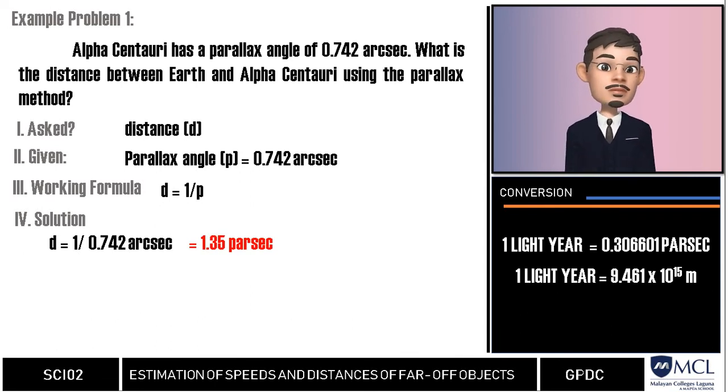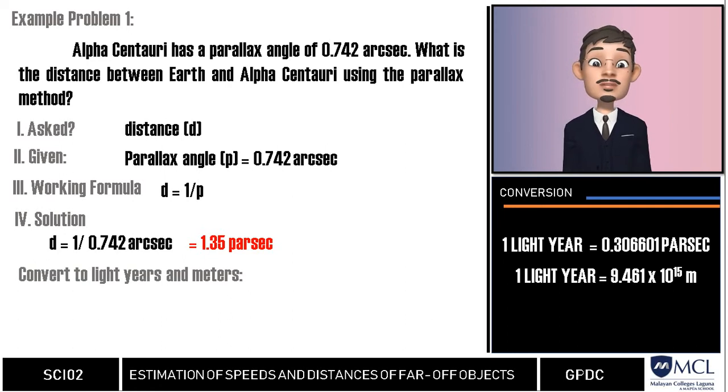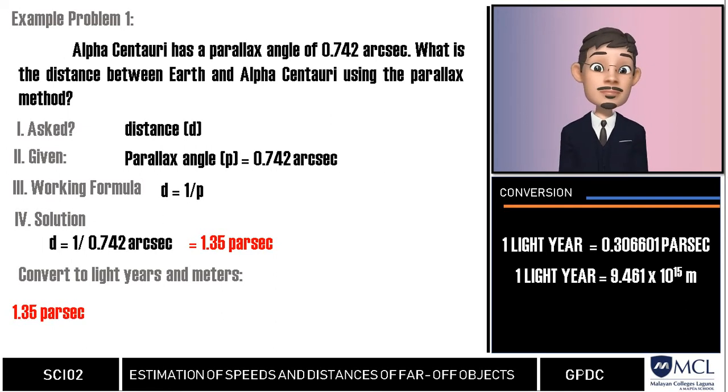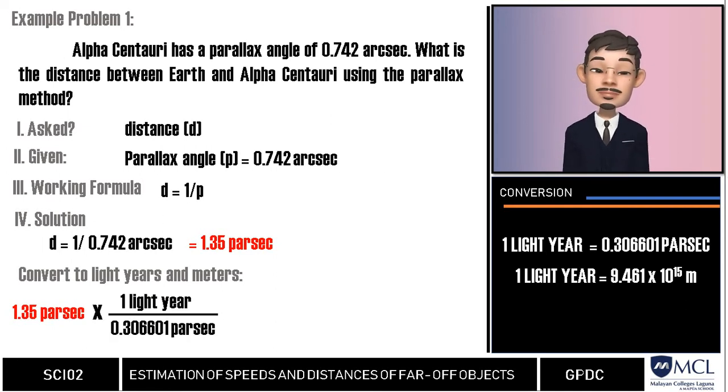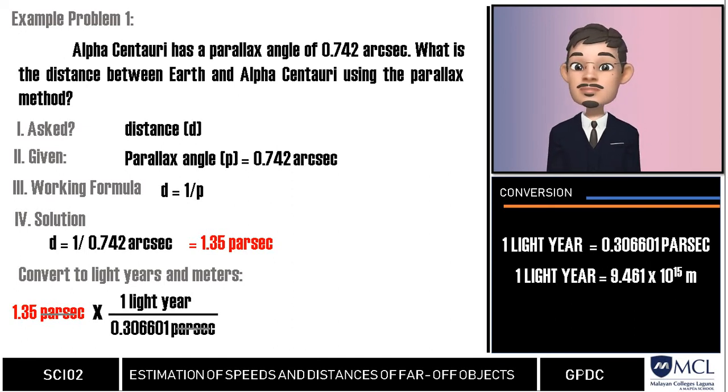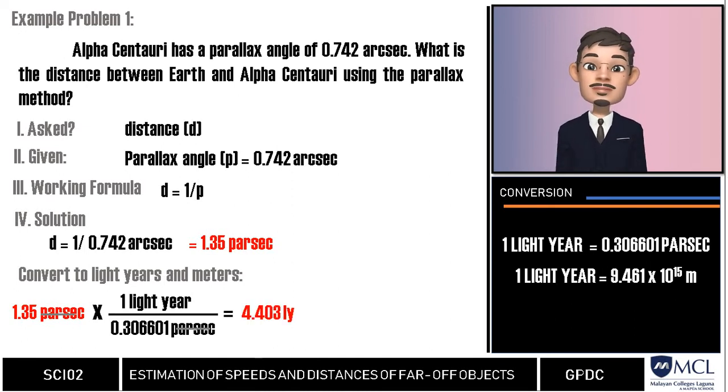Now, you may want to express this in light year, the most common unit in measuring astronomical distance, or in meters, so we can have a better idea. First, we will multiply our computed distance, 1.35 parsec, by our conversion factor, 1 light year over 0.306601 parsec. We cancel the unit parsec, leaving us light year. As we perform this operation, we will get 4.403 light years.